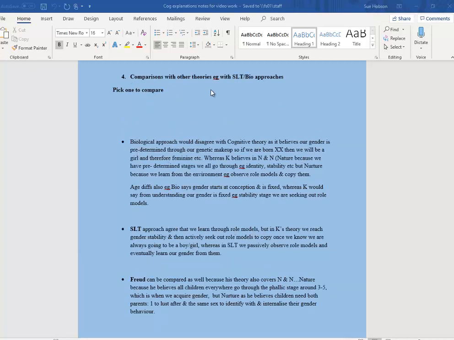So you could compare Kohlberg with the biological approach. You can pause the screen and have a look at this. Against SLT, social learning theory, against Freud's theory. So pause and make a note on a couple of these.